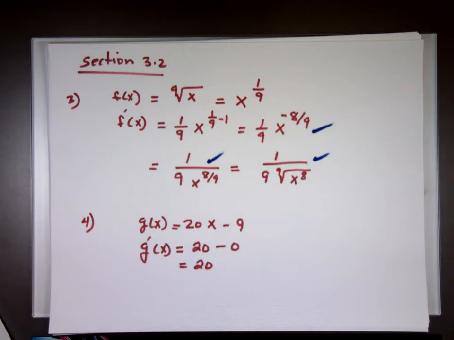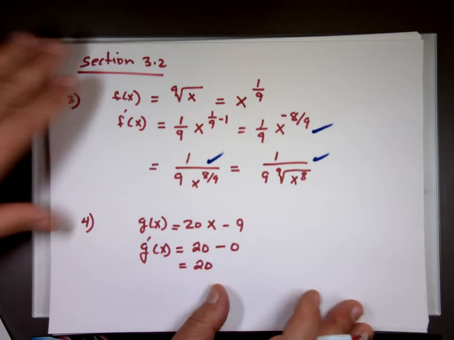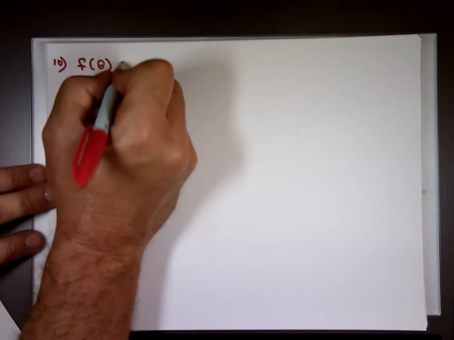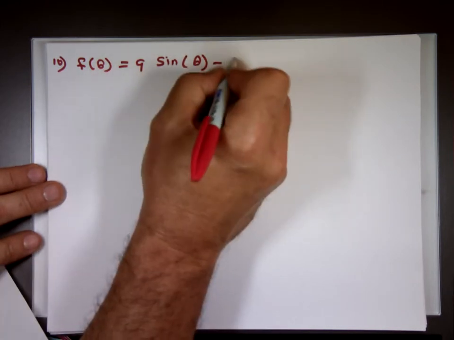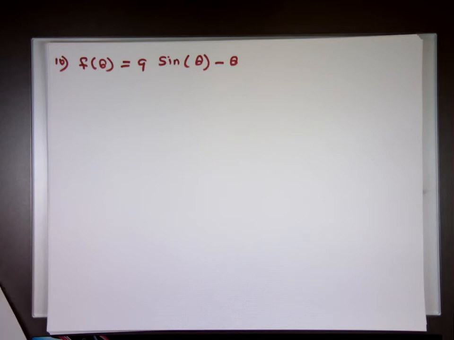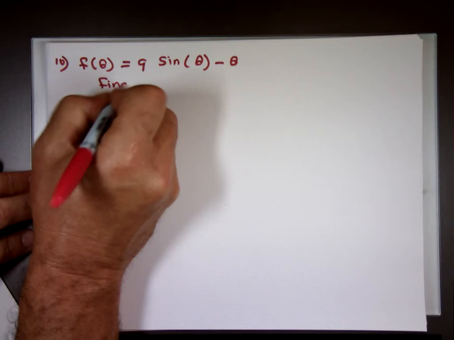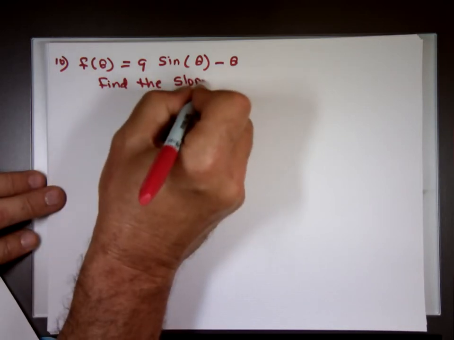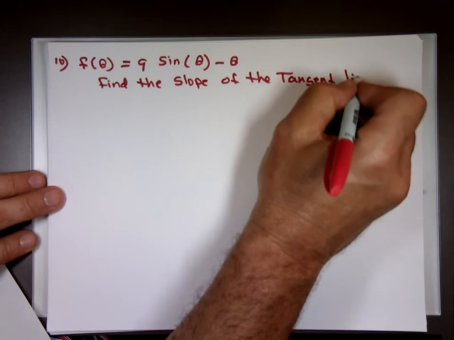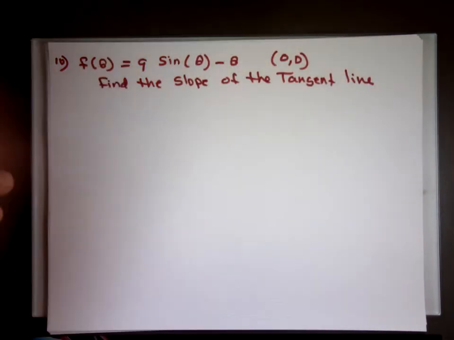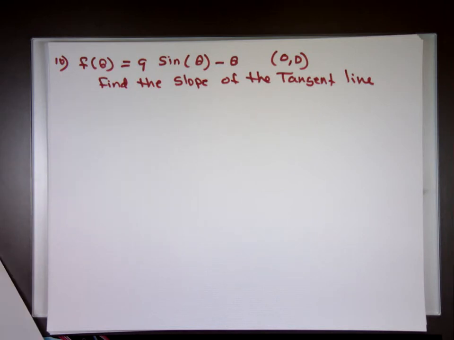Let me go to 10, see what 10 looks like. Here is 10. f of theta, instead of x, they're using theta. f of theta equals 9 sine of theta minus theta. And the question is, find the slope of the tangent line. And they give us a point, 0, 0.